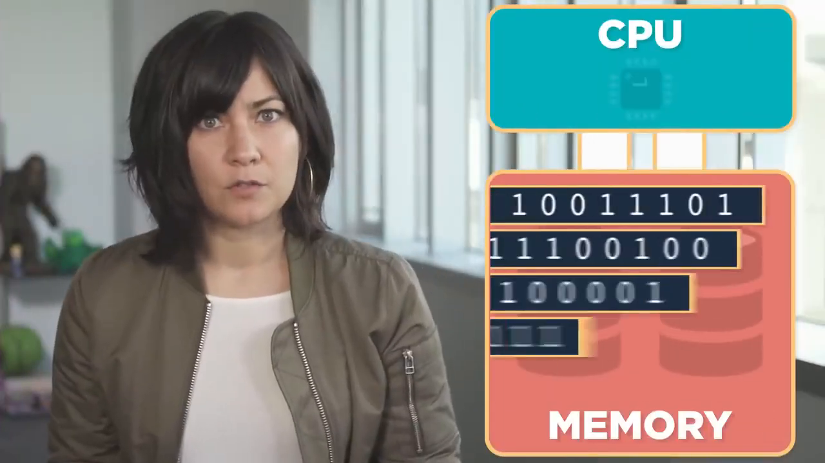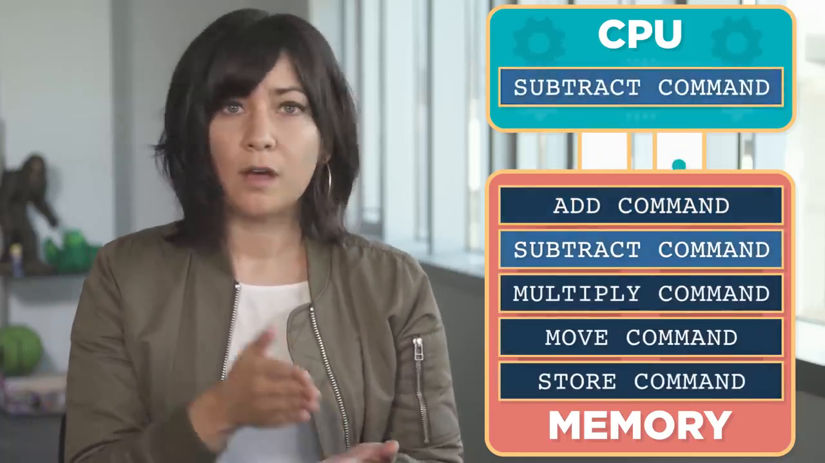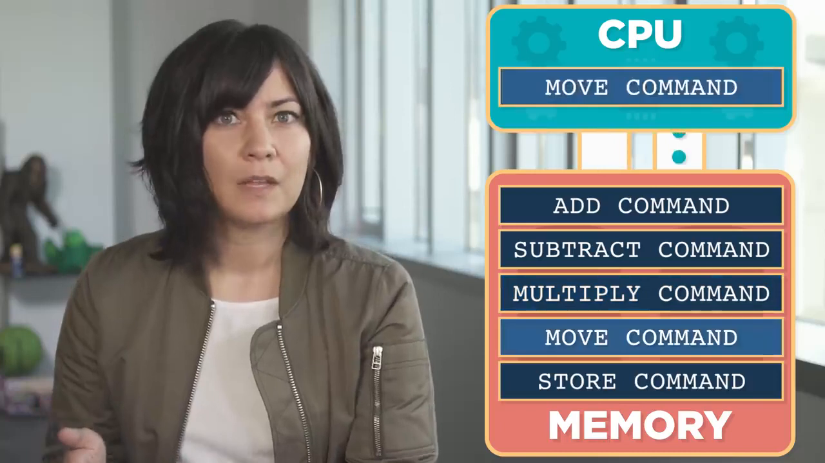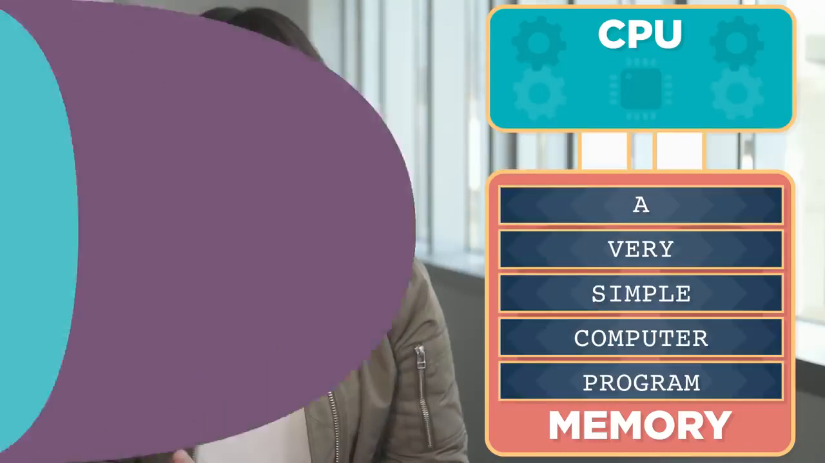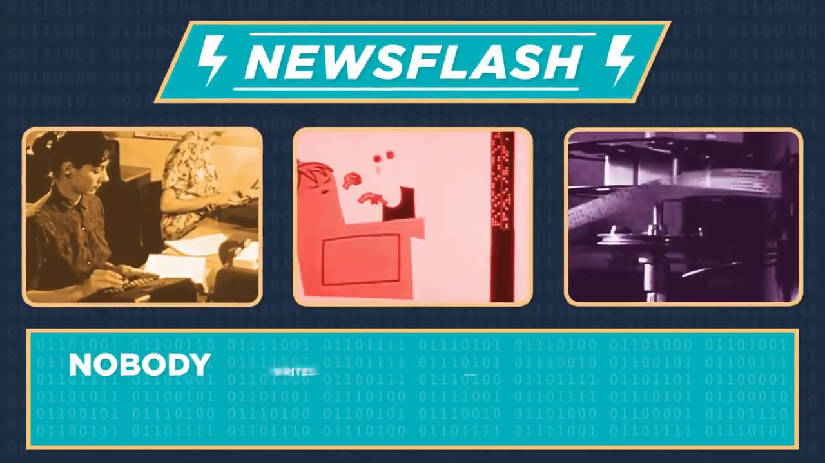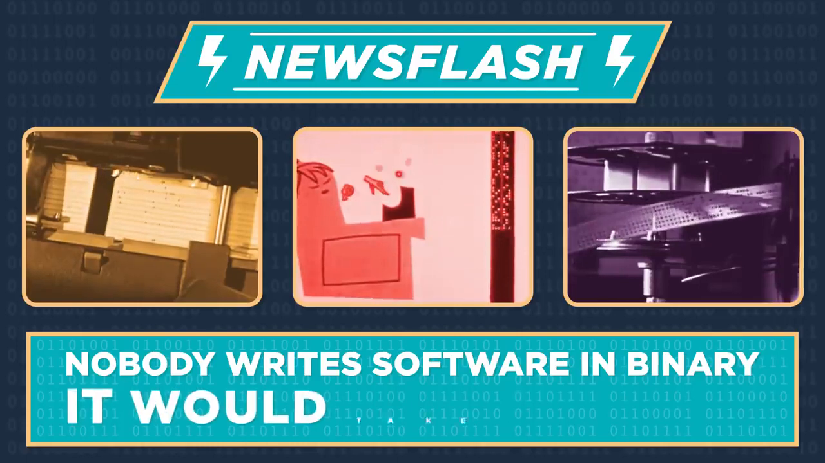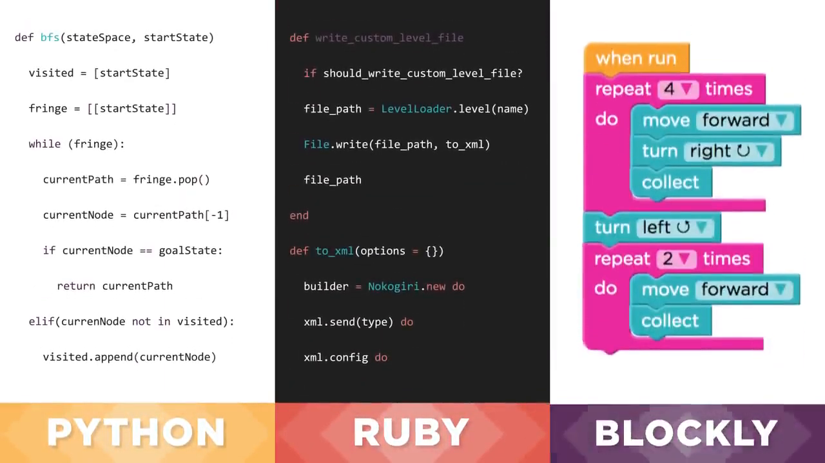The binary commands are stored in memory, and the CPU fetches and executes them in sequence, one after the other. This sequence of commands is in fact a very simple computer program. Binary code is the most basic form of software, and it controls all the hardware of a computer. These days, nobody writes software in binary. It would take forever. Today, the software we write looks more like this, or even this.